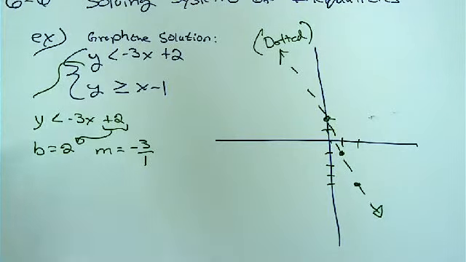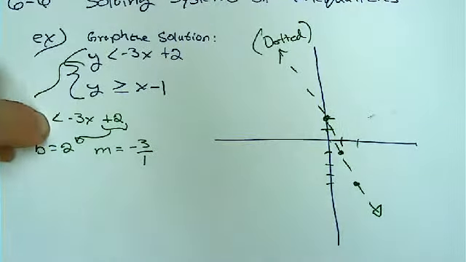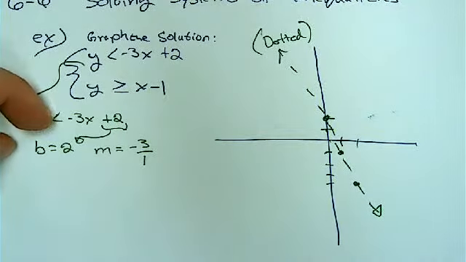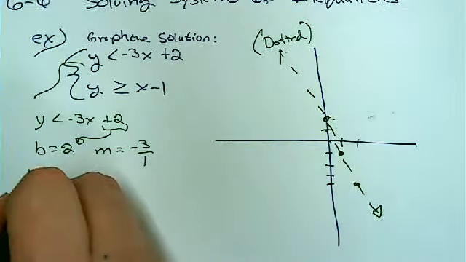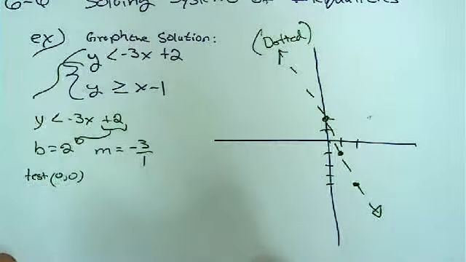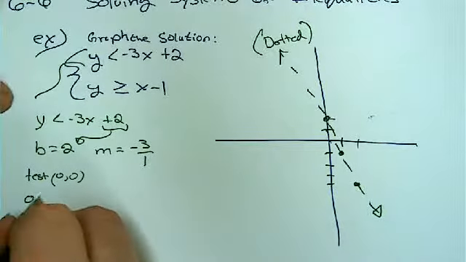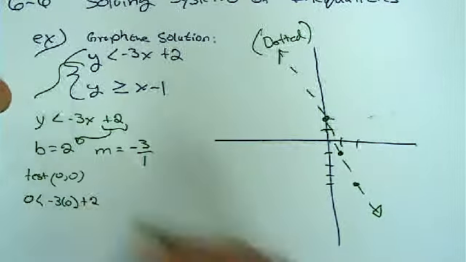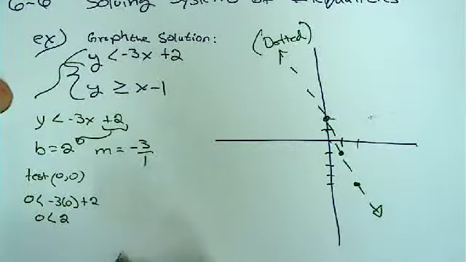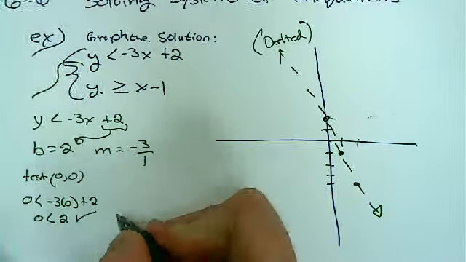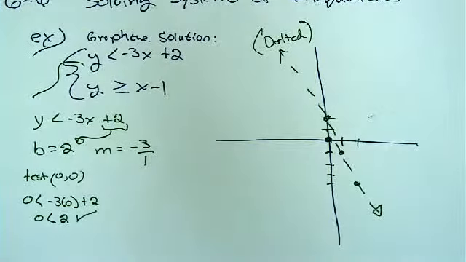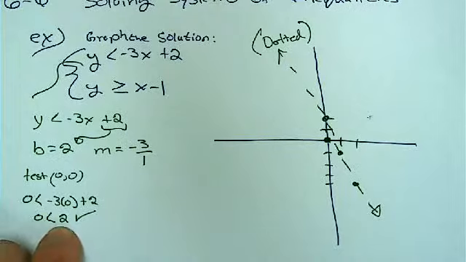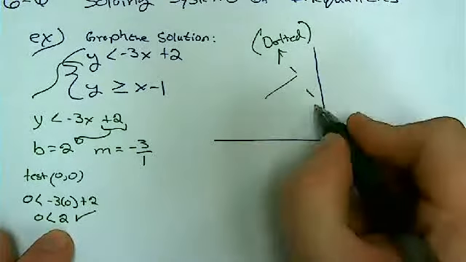Now, which side do I shade? It's an inequality. It's not equals. So I'm not done until I shade one side or the other. Do I shade below the line or above it? The only way to know for sure is to test the point 0, 0. See what you get. Is 0 less than negative 3 times 0 plus 2? Is 0 less than 2? 0 is less than 2. So if 0 is less than 2, I shade the side with 0, 0, and that's this side over here.